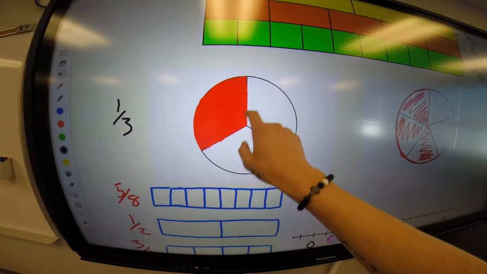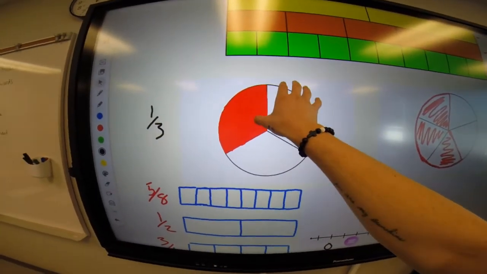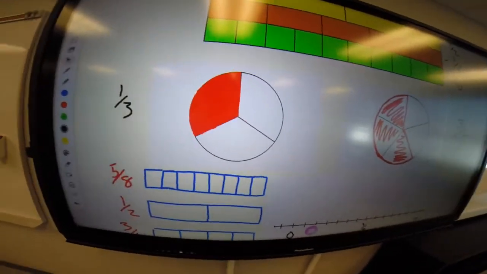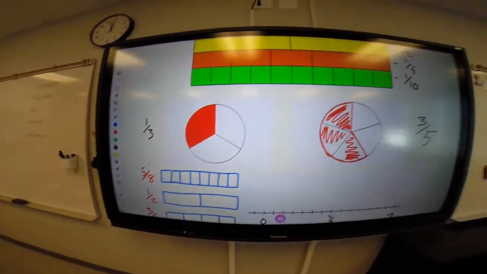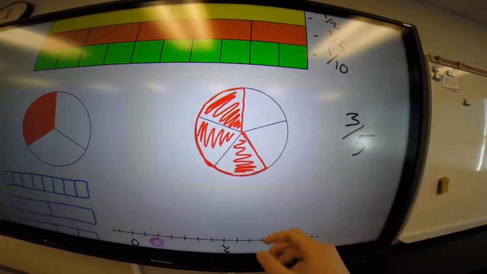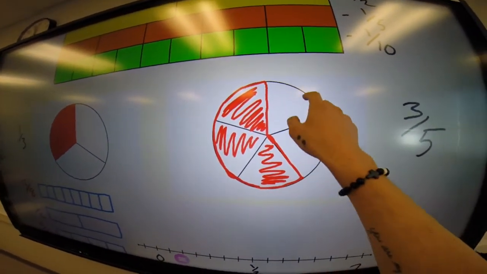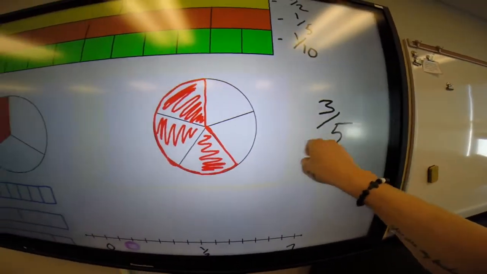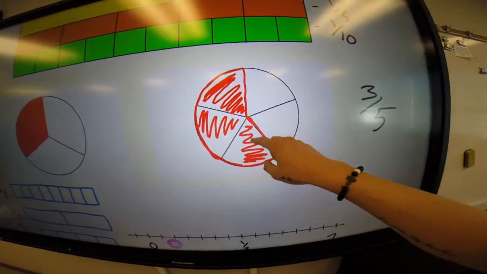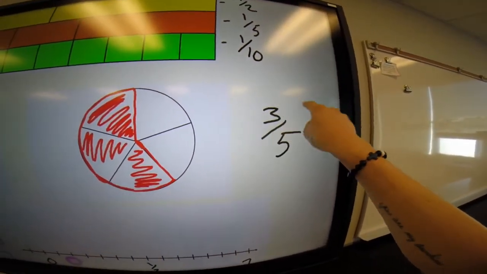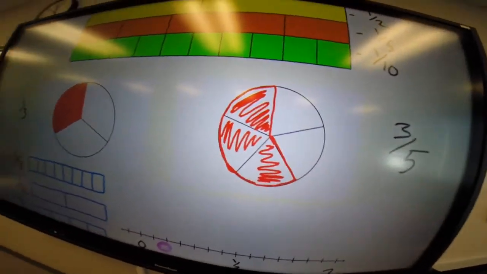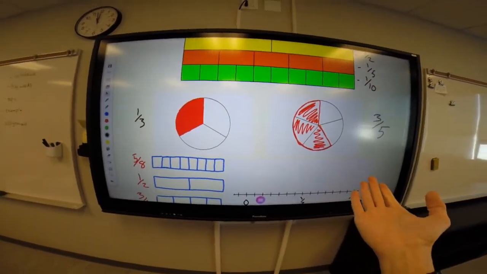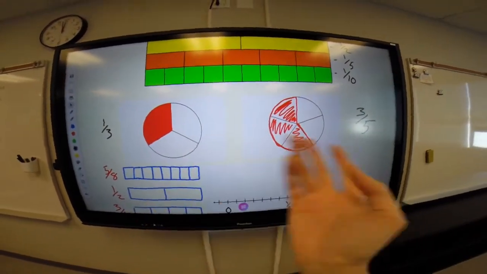Okay, so of this circle, like maybe a pizza, I have 1/3 of that pizza I'm going to eat. That leaves 2/3 for my family. Okay, if I come over here, this pizza has been split into 1, 2, 3, 4, 5 pieces. So my bottom number, my denominator, is going to be 5. And I'm going to eat 3 pieces of that pizza. So I put my numerator, my 3, on top. And that leaves 2/5 of the pizza left. Right, and then I can look at that and I can say, which number or fraction is bigger?